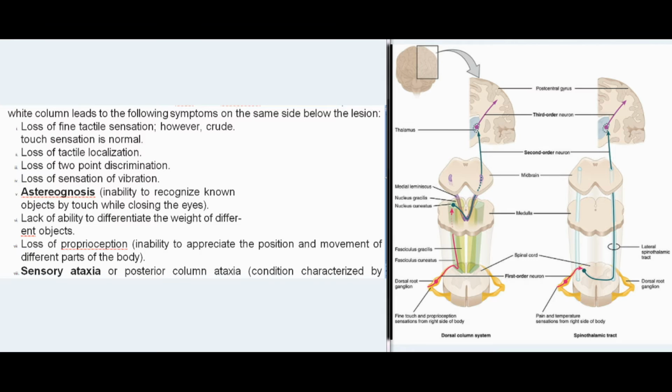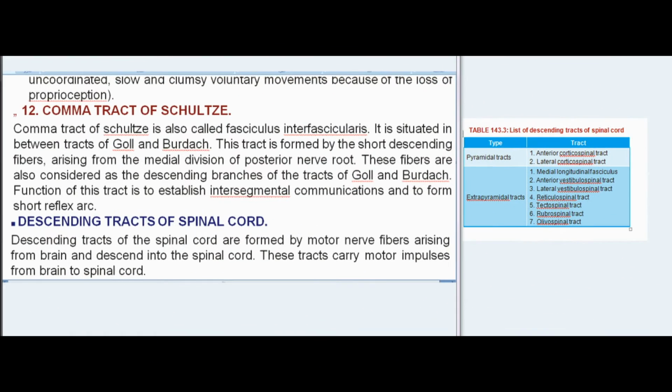Astereognosis, inability to recognize known objects by touch while closing the eyes. Lack of ability to differentiate the weight of different objects. Loss of proprioception, inability to appreciate the position and movement of different parts of the body. Sensory ataxia or posterior column ataxia, condition characterized by uncoordinated, slow, and clumsy voluntary movements because of the loss of proprioception.